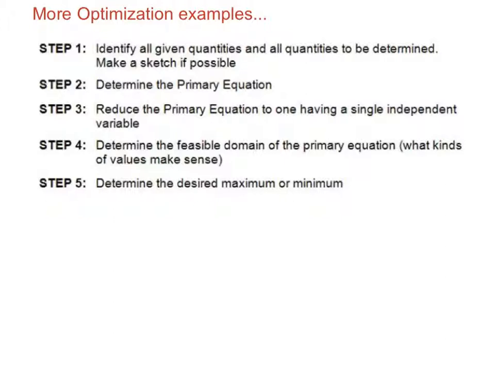And step 4 is to determine the domain of the primary equation. So what values of the variable make sense? Positives, negatives, does 0 make sense? So you're just determining what that domain is. And then you find the maximum or the minimum using the different techniques we've learned, like the first or second derivative test, sign charts, comparing y values, that sort of thing. So let's do some problems.